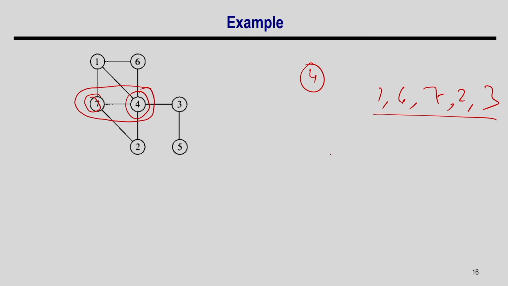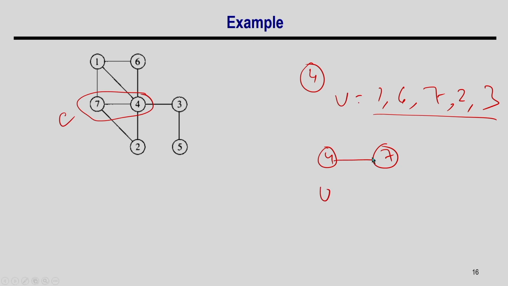Now I have 4 and 7. This is my C now, and I am going to find all the nodes which are connected to both 4 and 7. So, I have 1, which is connected to both 4 and 7. And 2 is also connected to both 4 and 7. These are the only 2 nodes connected to both 4 and 7, not any other node.